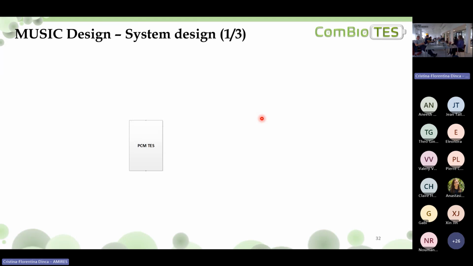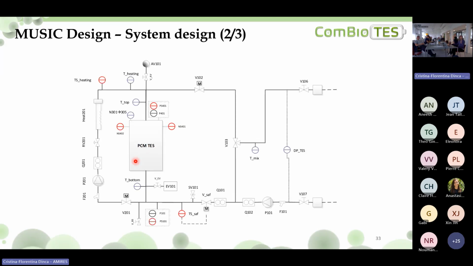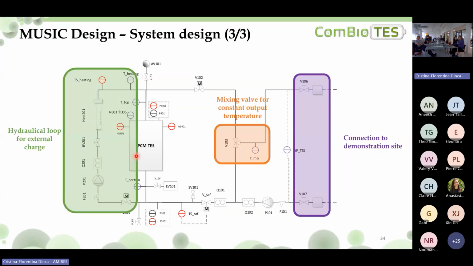So I talked about the tank, and now I talk about the system. So here is the tank, and the tank is part of a system with many other components that are presented here. If I just explain how it looks like, there are sensors and there are also additional components. There are components here presented in green. It's a hydraulical loop for the external charge.